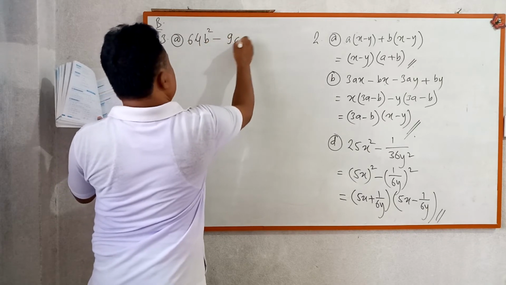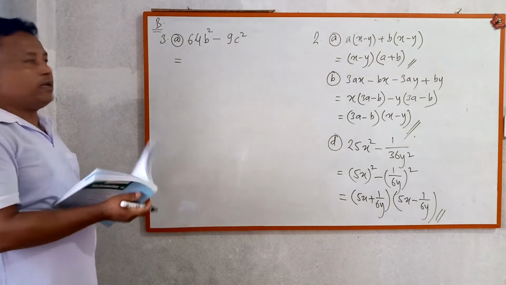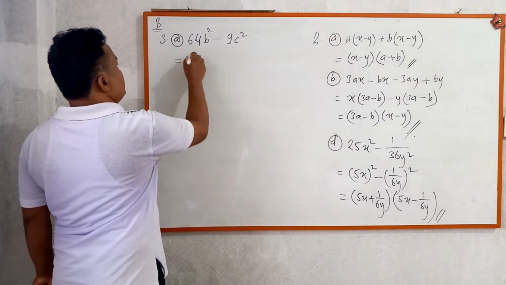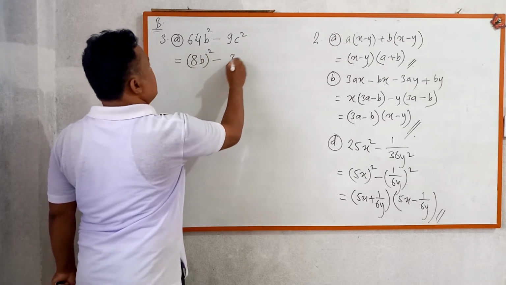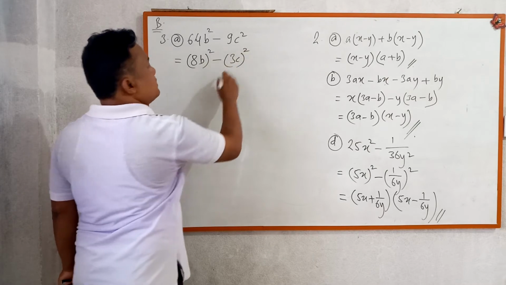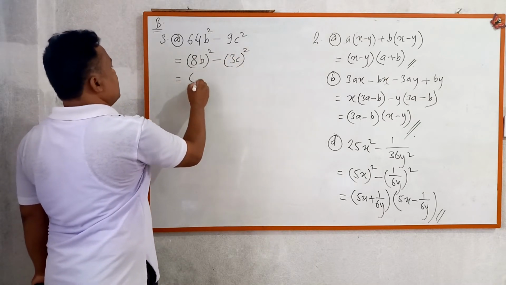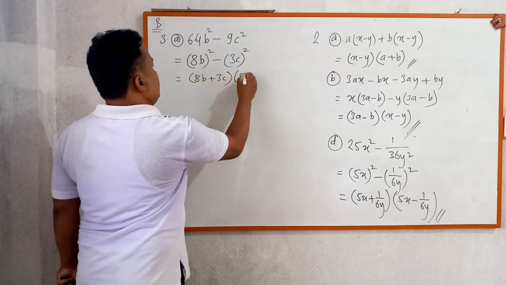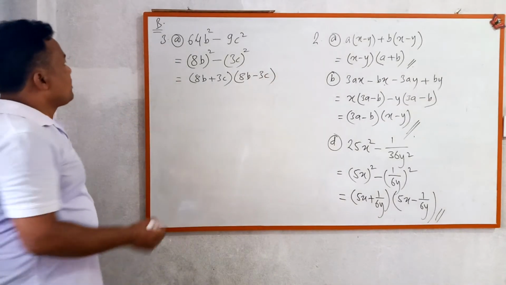64 is the square of 8. So 8b whole square we can write, and 9 is 3 square, so 3c whole square we can write. And this is in the form of a square minus b square, and the factors are a plus b, a minus b, that is 8b plus 3c, 8b minus 3c. Okay.